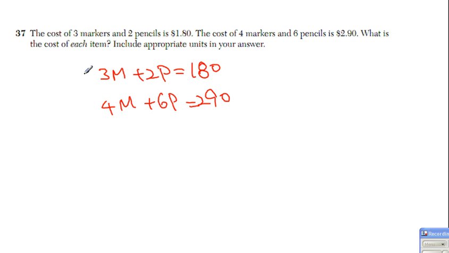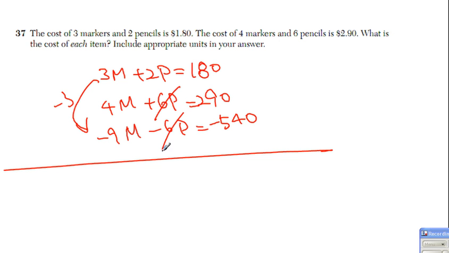I think we can easily make the first one to be 6p by multiplying by negative 3. And we get what? Negative 9m, negative 6p, which would be equal to negative 540. When you add them up, these will cancel out. We have negative 5m, which now equals negative 250. So marker, when you divide by negative 5, will be equal to 50. I believe it's 50 cents.